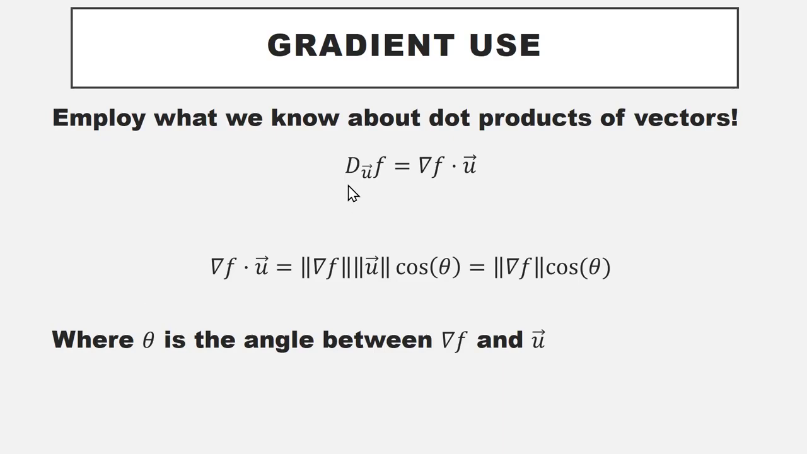Therefore, this derivative is always going to be less than or equal to the magnitude of the gradient at any given point. That happens when cosine theta is 1. And the smallest value we can get is the negative of the magnitude of the gradient. And that happens when cosine of theta is -1. And obviously we can get cosine of theta to be 0 too.